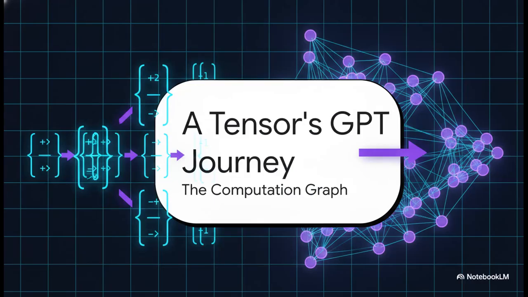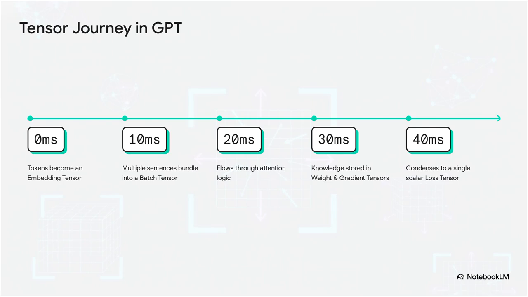Which brings us to Section 5, a tensor's GPT journey. Let's trace the computation graph. This is the epic life cycle of data as it flows through a large language model. First, your raw text tokens become an embedding tensor. When multiple sentences are bundled up, they become a batch tensor. As the data flows deeper into the model's logic, it forms an attention tensor, which captures exactly how words relate to each other. Between the layers, it's called an activation tensor.